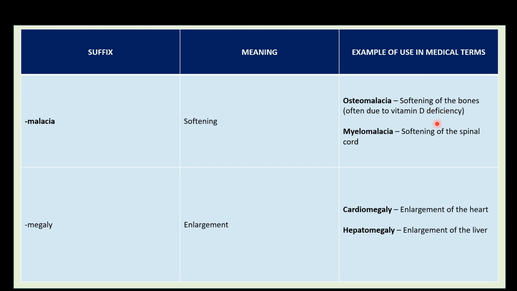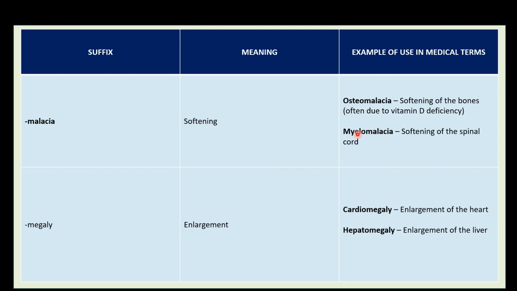Sometimes, due to the deficiency of vitamin D, a patient will suffer from a disease where their bones become soft. That state where softening of bone occurs, we will call osteomalacia, where we are using malacia as the suffix. Clear?